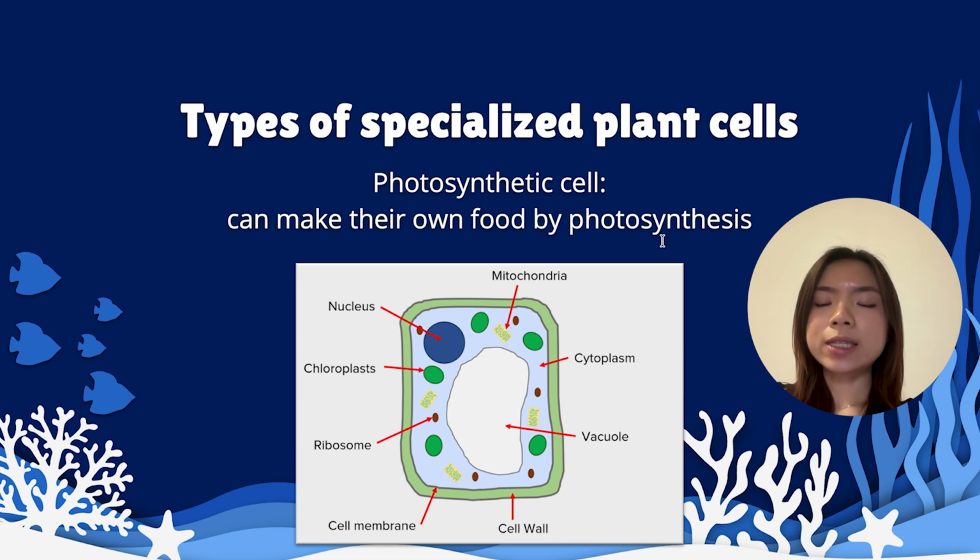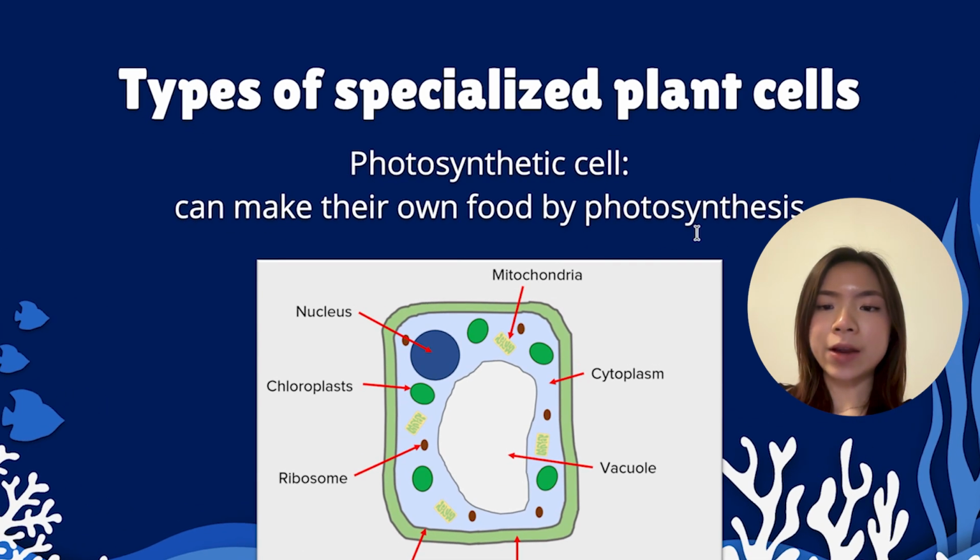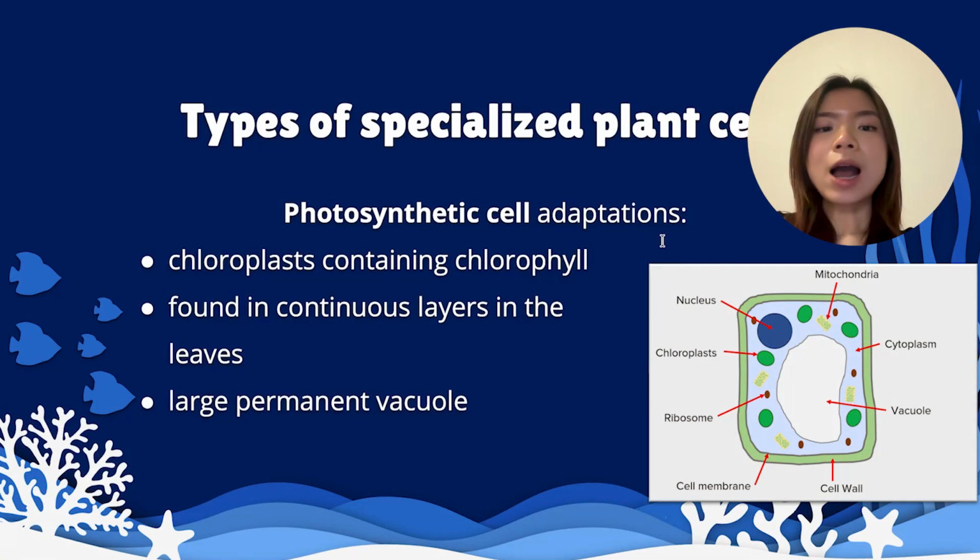So one of the ways that plants differ from animals is that plants can make their own food through this process called photosynthesis. And there are lots of plant cells that can carry out photosynthesis and lots of plant cells that cannot. So how do we know that this cell can carry out photosynthesis? Well, we'll have to think about their adaptations.